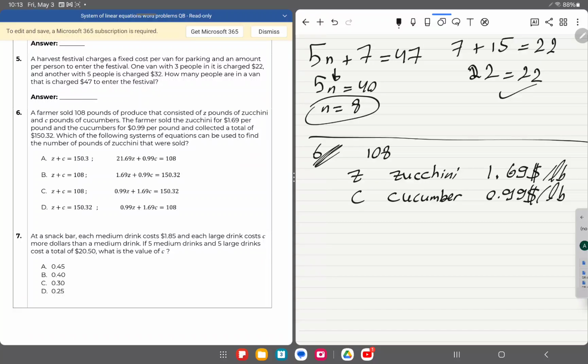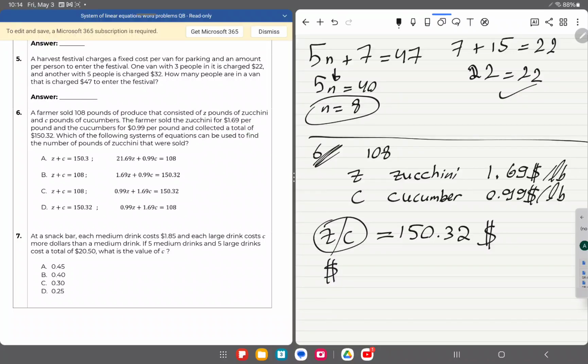So he sold a bunch of zucchinis and a bunch of cucumbers and collected a total of $150.32. Now, which one of the following systems is correct for the equation? Now, I can consider dollars first.